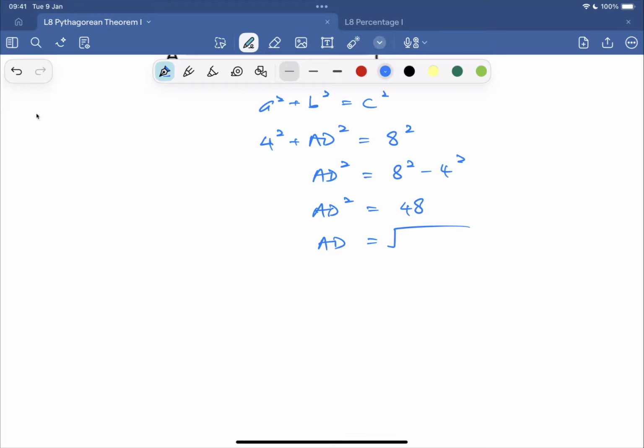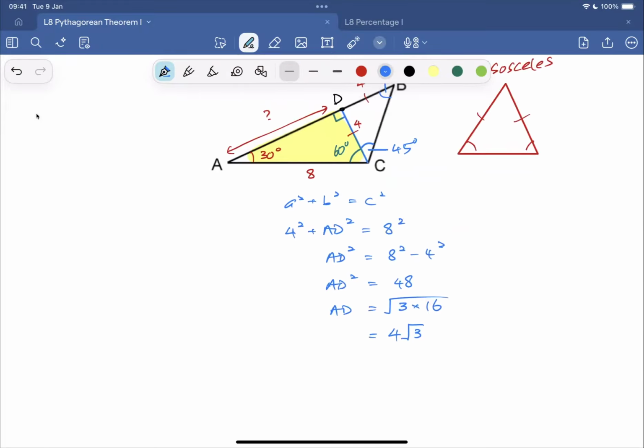4 root 3. Very good. You split it up. Okay, 48 equal to 3 times 16. Can you square root the number 3? No. Okay, number 3 cannot square root, but can you square root 16? Yes, and what do you get? 4. Square root 16 is 4. And since you cannot square root the number 3, you just leave it alone. Don't touch it. So then you get 4 root 3. Well done, Briven.